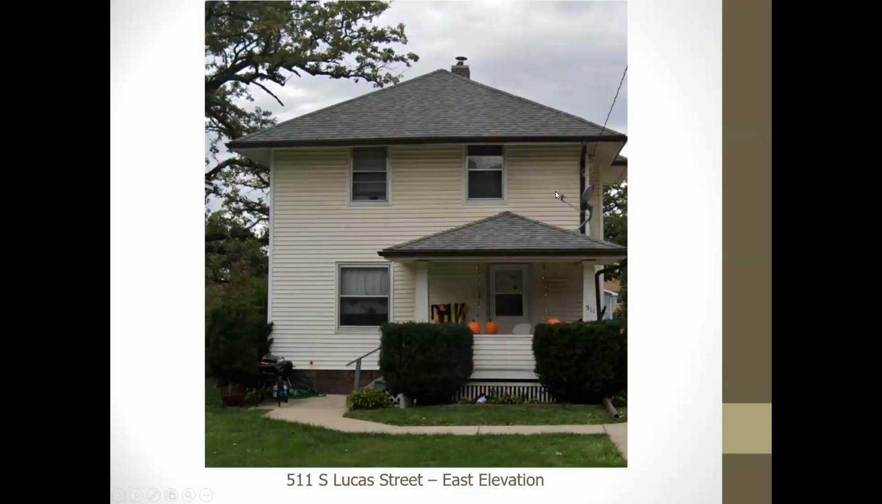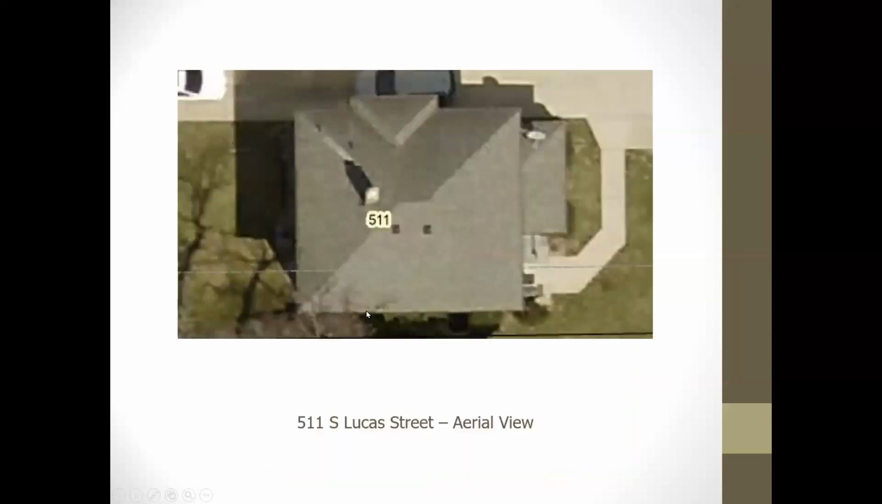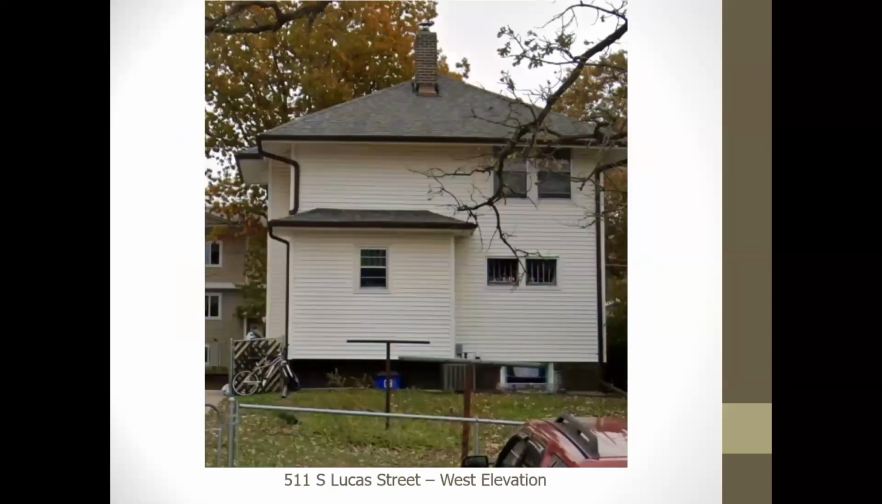Here is an image of it from, I believe, last November. And it shows it's basically a 4-square. It does have a little bump out on the north side. It has vinyl siding. At this point in time, it has 5/1 windows in most of them. This one is 6/1. I don't know why we have that.